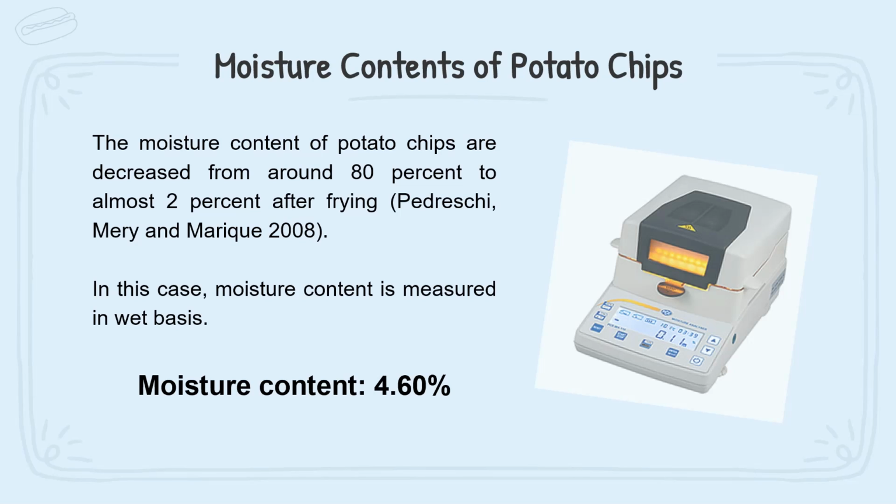The second physical property of the food that we are talking about is moisture content. Moisture content is the percentage of water in the food. The moisture content of potato chips decreases from around 18% to almost 2% after deep frying. In this experiment, moisture content is measured on a wet basis, which is about 4.6%.